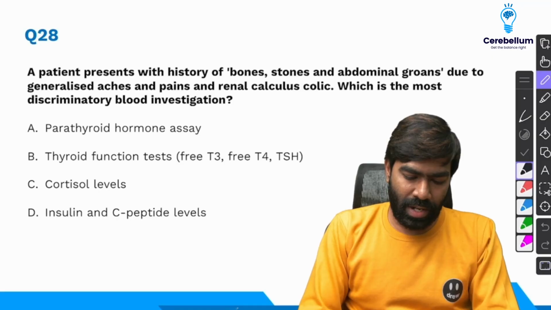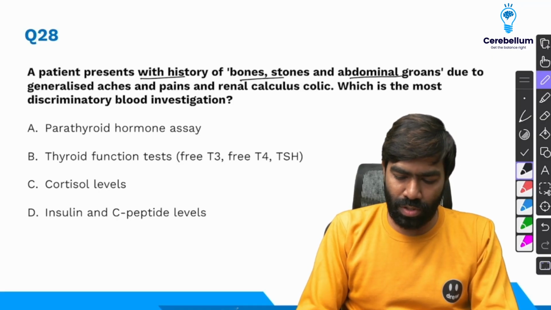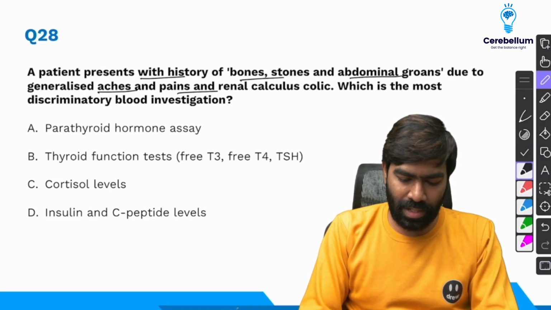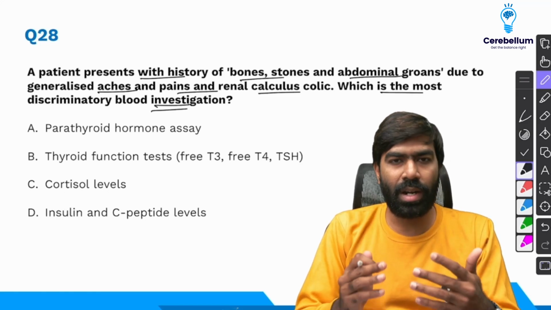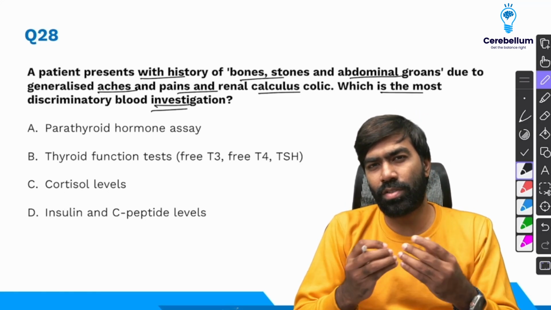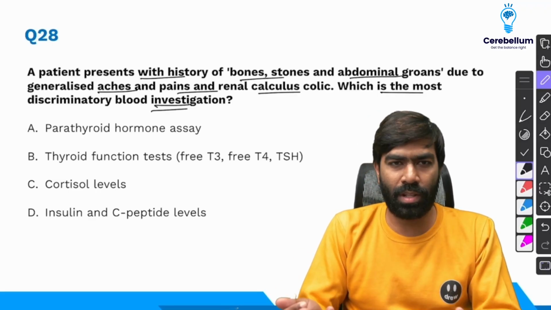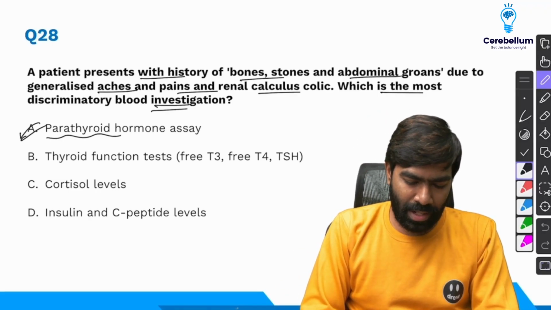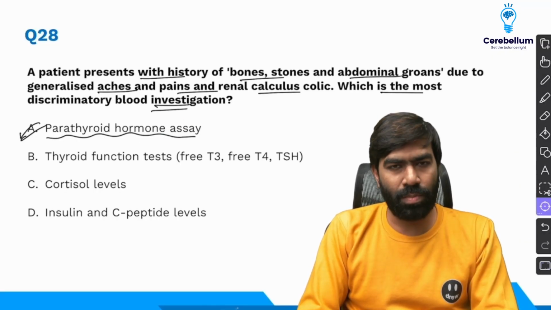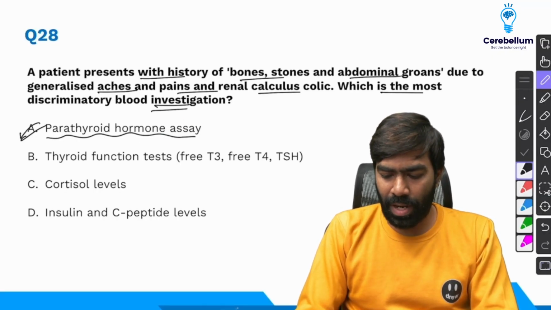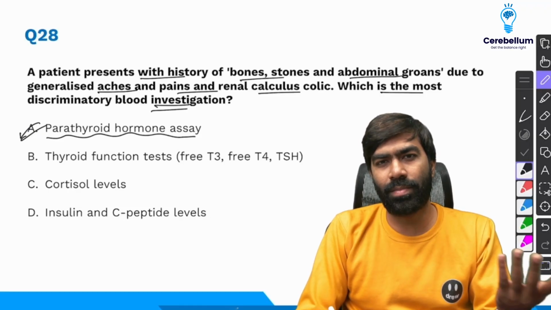Coming to question number 28, a patient presents with history of bones, stones and abdominal groans due to generalized aches and pains and renal calculus colic. What is the most important discriminatory blood investigation? Of course, the clinical picture is so typical of primary hyperparathyroidism. So I'm going to go for parathyroid hormone assay. Calcium and PTH level assessment is going to be the most important in this patient. And of course, if it's a primary hyperparathyroidism, I'm going to see high calcium with high PTH.